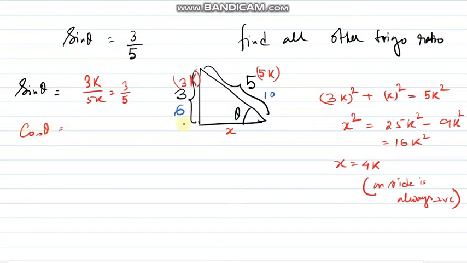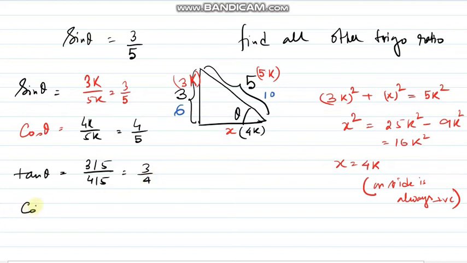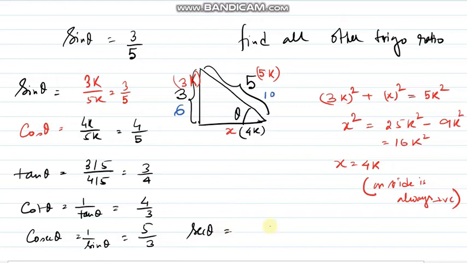Cos theta is equal to x by 5k, and x is 4k, right? So cos theta will be 4k divided by 5k, which is also equal to 4 divided by 5. Tan theta is sin theta by cos theta, that is 3 divided by 5 by 4 divided by 5, that is 3 divided by 4. Cot theta is 1 divided by tan theta, which equals 4 divided by 3. Cosec theta is 1 divided by sin theta, which equals 5 divided by 3. And sec theta equals 1 divided by cos theta, which will be 5 divided by 4.